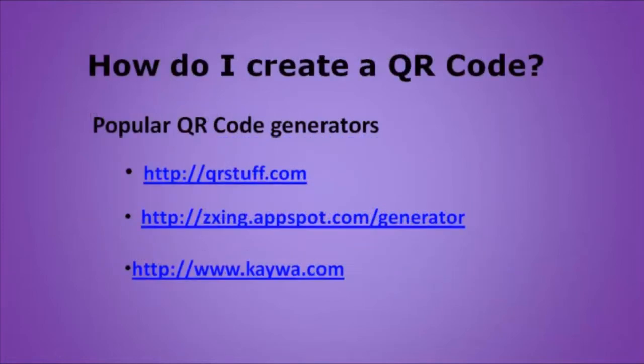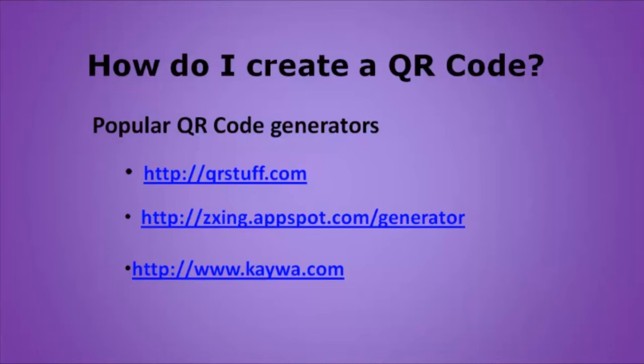Okay, now that we know how to install a QR reader scanner on our phone, let's create a QR code for our businesses. I've listed a few popular QR code generators, but there are many more to choose from if you do a Google search. Here are a few of the ones that I've listed. They are qrstuff.com, zxing.appspot.com/generator, and www.kaywa.com.